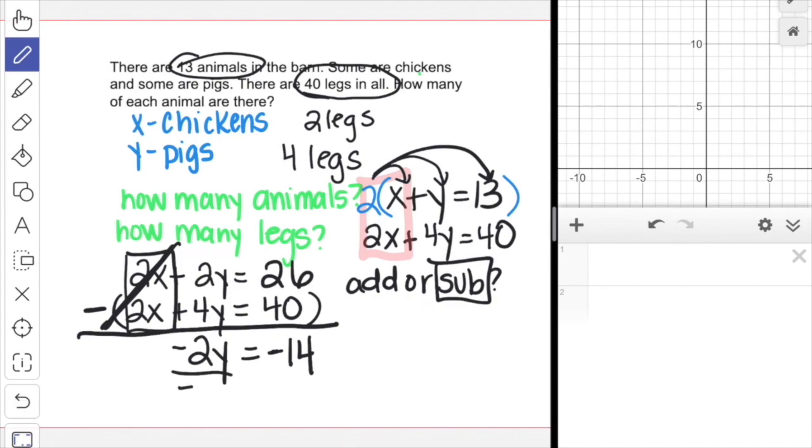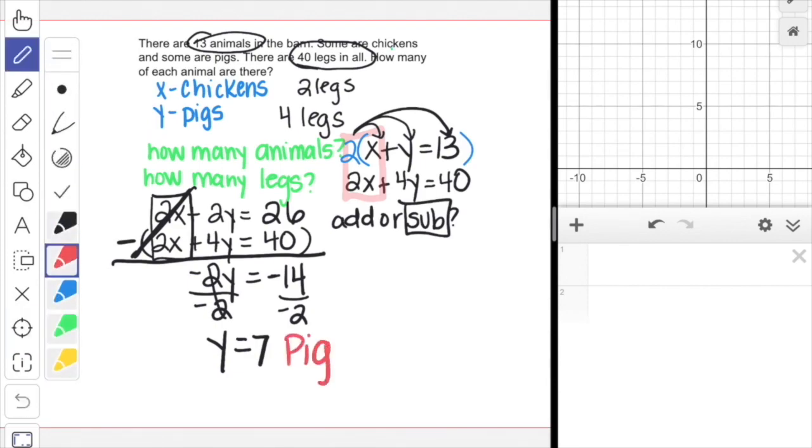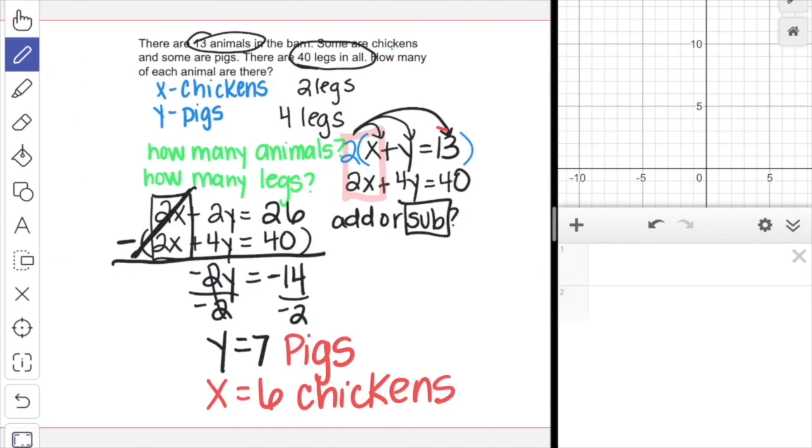Now, I'm going to finish solving this by dividing by negative 2. So y equals 7. So y, we just determined, represents the number of pigs. So we now know that we have 7 pigs. Well, if we have 13 total animals and 7 of them are pigs, then that means that my x has to be 6 chickens. Okay? And again, I could plug back in and also solve for the equation the same way.